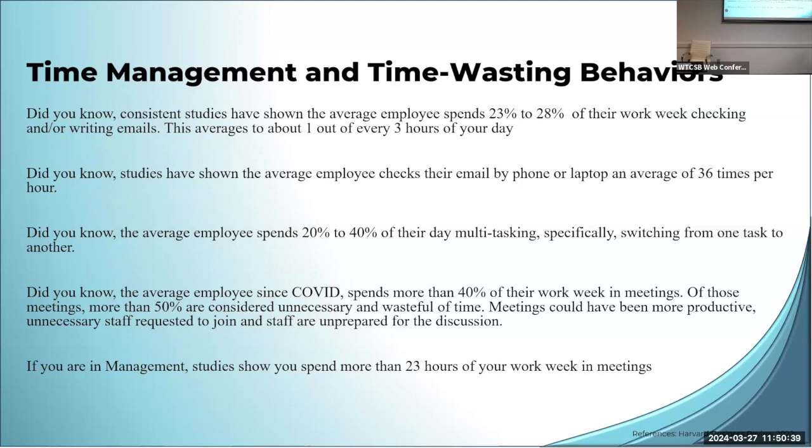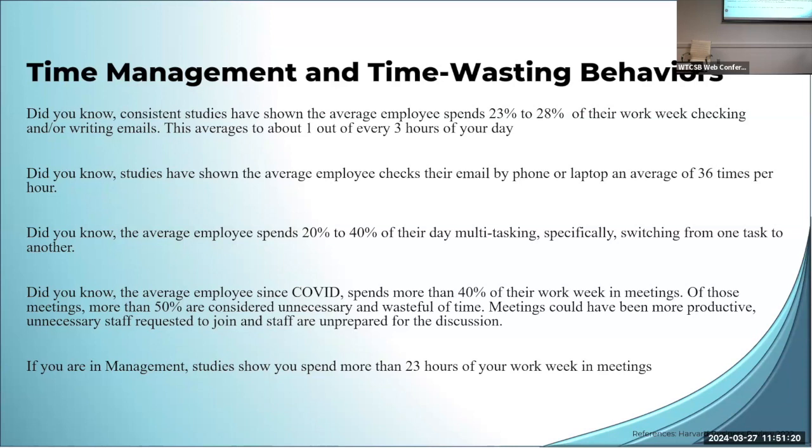But yeah, so much has changed, and so I started looking at a Harvard review on time wasting behavior since 2022, give or take, when things sort of started to settle down, and the workforce was a little bit back up on some data. So I thought these were kind of funny, and that's why I put these up there. Consistent studies have shown the average employee, so that might be your employees, spends 25% or 28% of their work week checking or writing emails. This averages to about 1 out of every 3 hours. It's a lot.